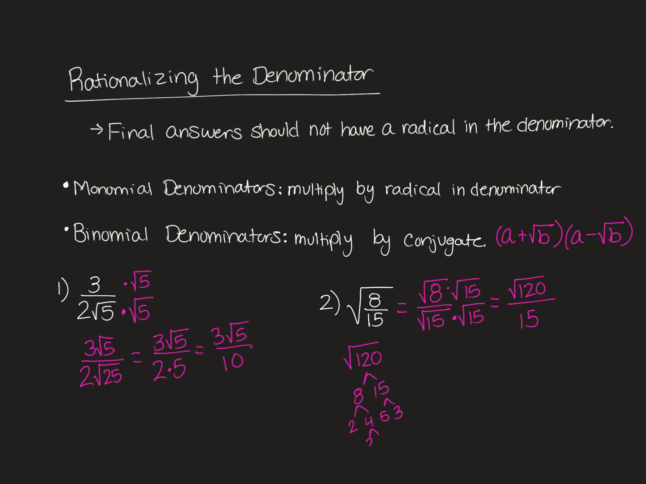And I can break down the 4 into 2 and 2. So I have my group of 2 there. I have a 2 left over, and a 5 and a 3. So a 2 comes out. 2 times 5 times 3 will give you 30 divided by 15. That is rationalized. There's not a radical in the denominator anymore.